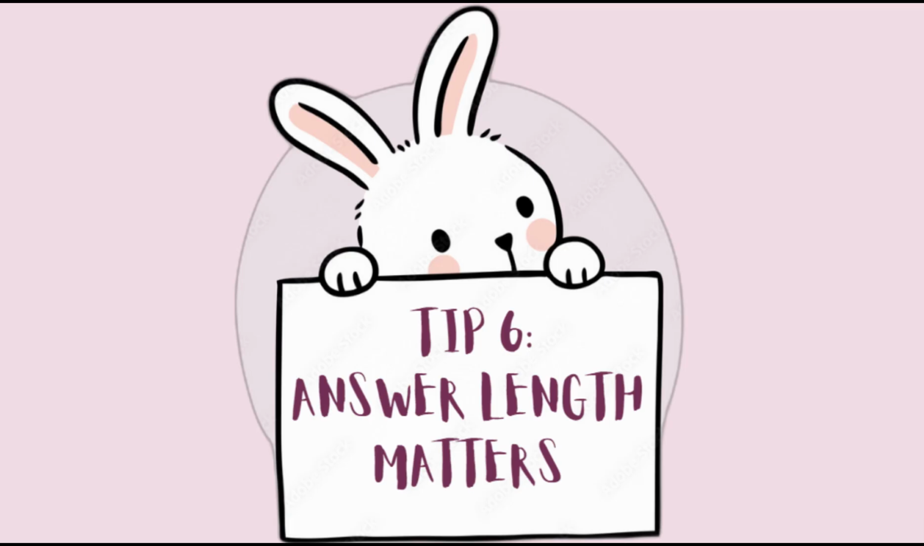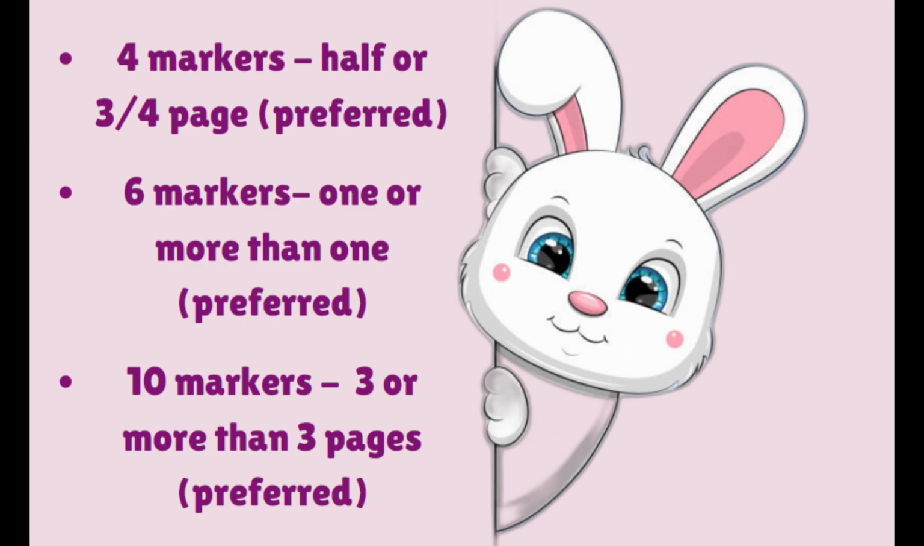Tip number 6. Answer length matters. Your answer length in your exam matters a lot. I think the most ideal length for the answers is half or 3/4 of a page for the 4 markers, 1 or more than 1 page for the 6 markers, and 3 or more than 3 pages for the 10 markers. If you can write more than that, that's awesome.